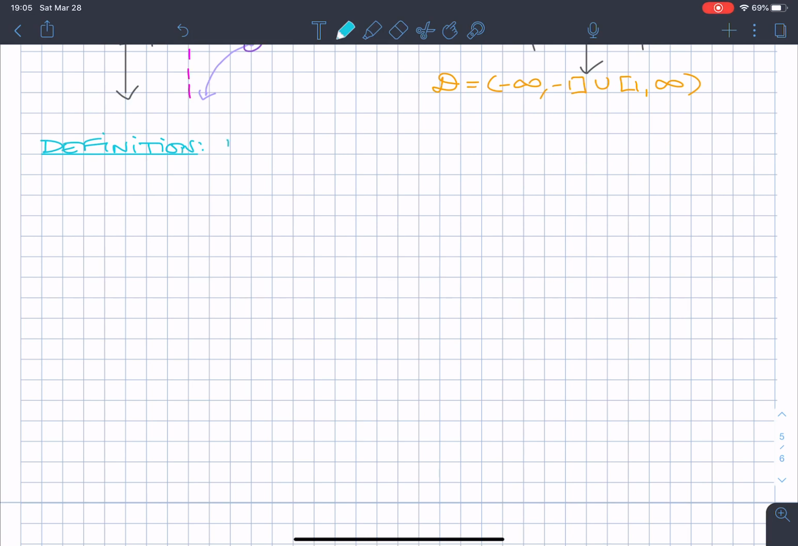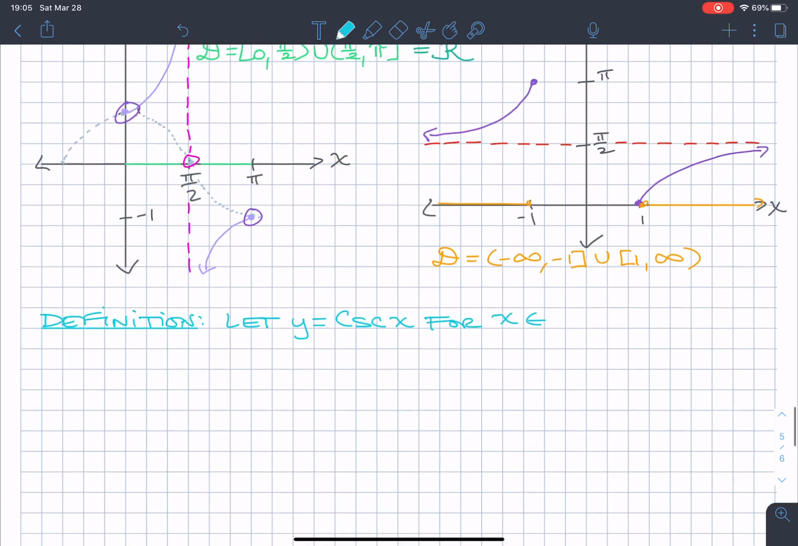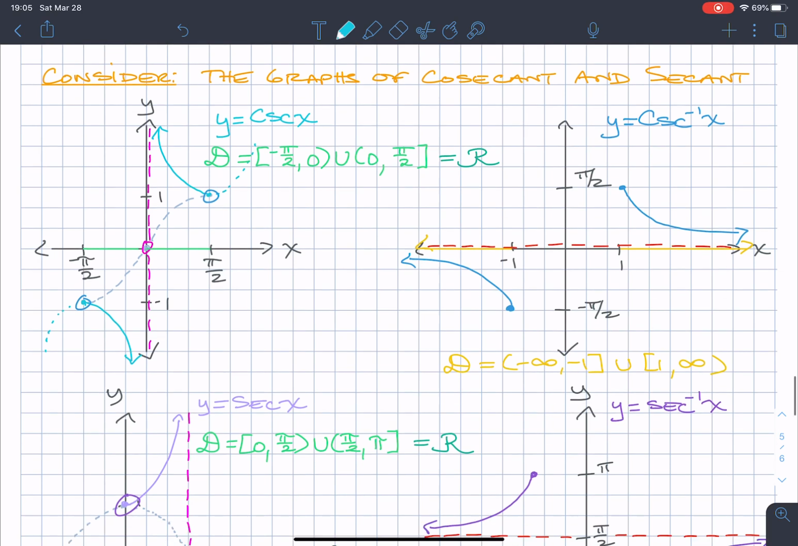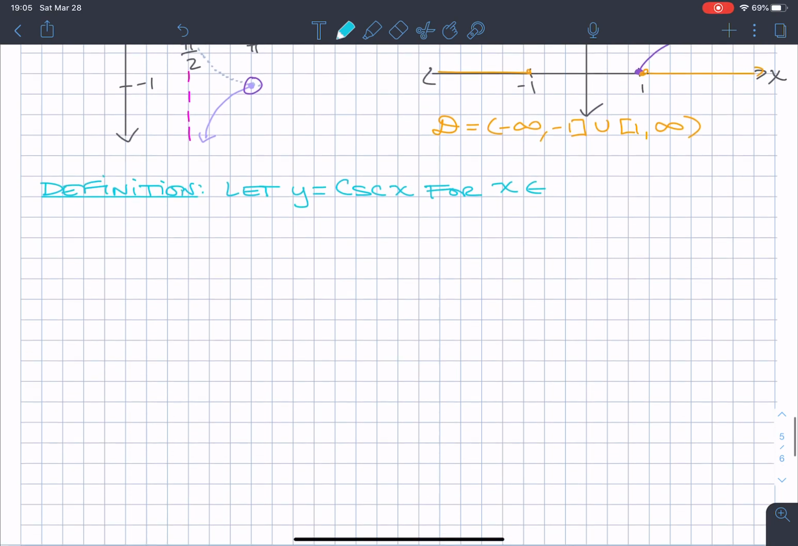Okay, so let y be equal to cosecant of x. Well, do I have to restrict my domain? Let's see. Yeah, it looks like I'm restricting my domain for cosecant between negative pi over 2 and pi over 2, excluding 0. So between negative pi over 2 to 0, exclude 0, then start again on the other side of 0 to positive pi over 2.